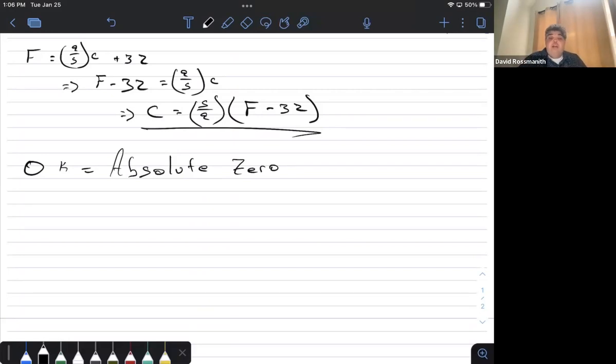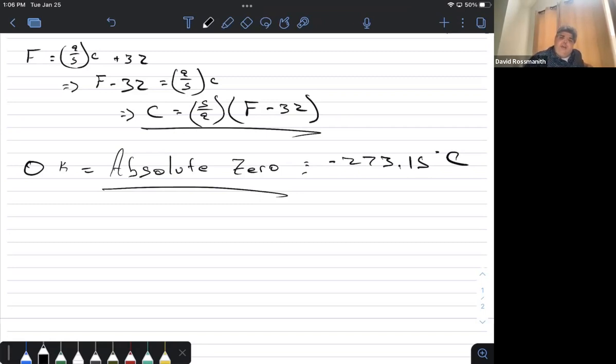The Kelvin scale literally is the Celsius scale, except reformatted where the zero point is. And what is absolute zero on Celsius? Zero Kelvin happens to be defined as negative 273.15 degrees Celsius. Okay, there's no temperature lower than that. That is the lowest possible temperature.